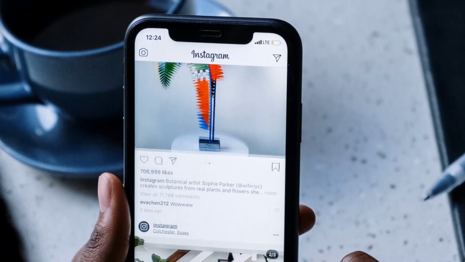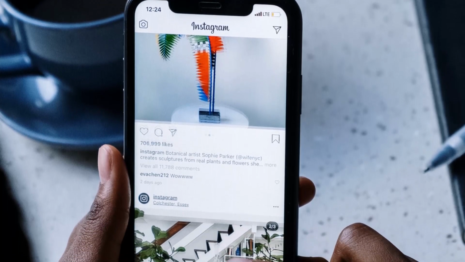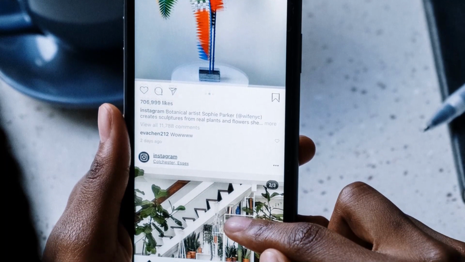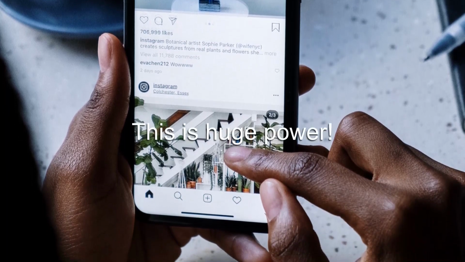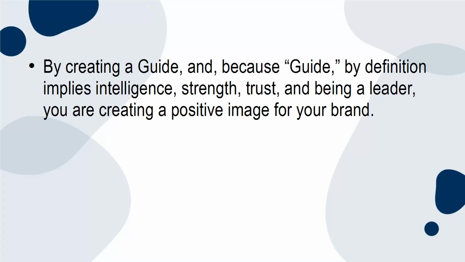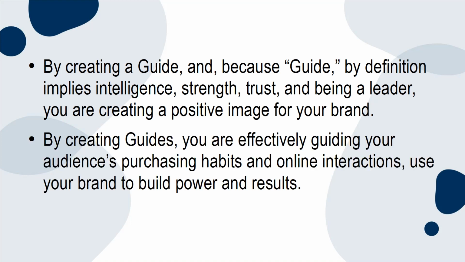By using guides, you'll begin to stand out as a leader in your industry. By having the confidence to make recommendations, you are also influencing the markets. This is huge power. By creating a guide, and because a guide, by definition, implies intelligence, strength, trust, and being a leader, you are creating a positive image for your brand. By creating guides, you are effectively guiding your audience's purchasing habits and online interactions. Use your brand to build power and results.